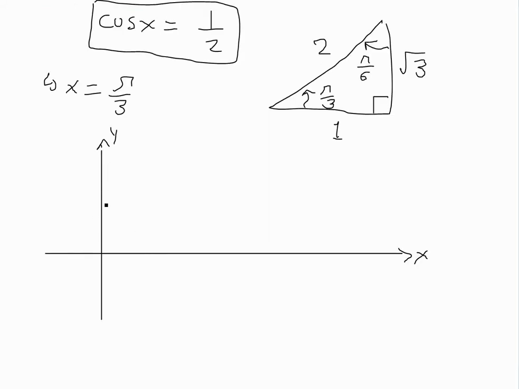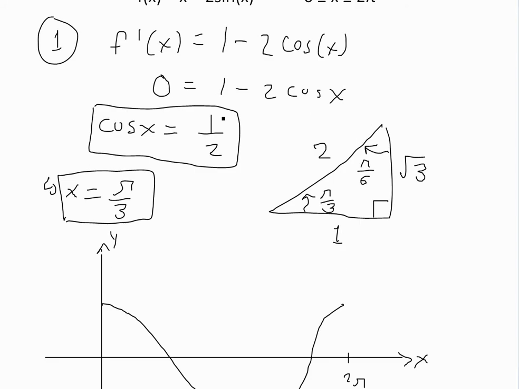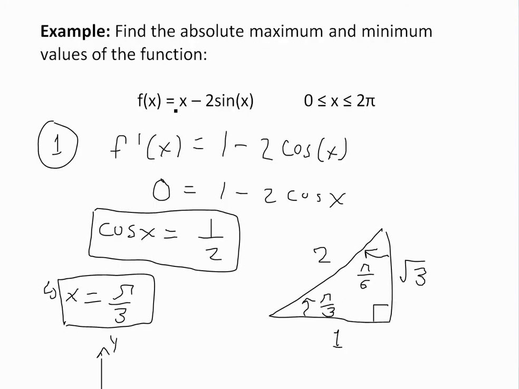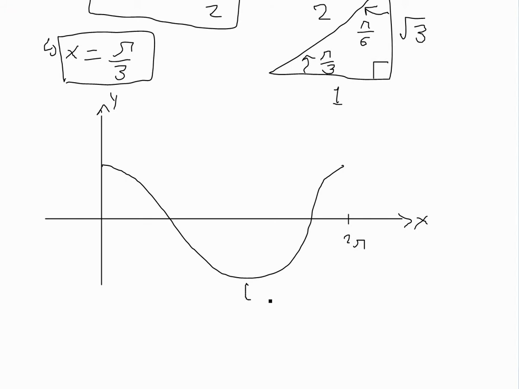If we graph cosine, it looks something like this, from 0 all the way to 2 pi. We know pi over 3 is a critical number, and whenever cos x equals 1 over 2, the derivative of this function is 0. Looking at only cos x here, we have to find out when it's equal to 1 over 2. As you can see, there are going to be 2 points where y is 1 over 2.